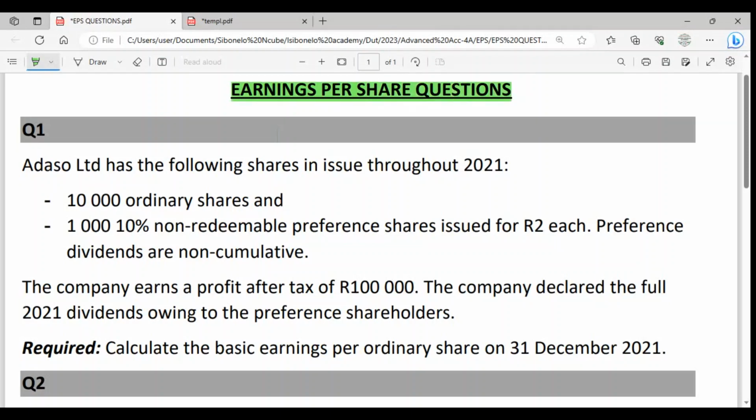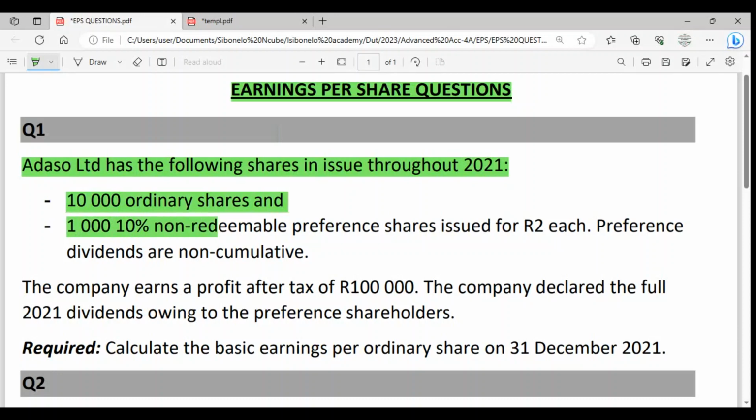So we are given information here. We're going to read the information and then I will show you how to perform your calculations. Adasol Limited has the following shares in issue throughout the 2021 financial period. They've got 10,000 ordinary shares in issue, and they also have 1,000 10% redeemable preference shares issued for 2 rand each. So guys, here we've got two classes of shares. We've got ordinary shares and preference shares.